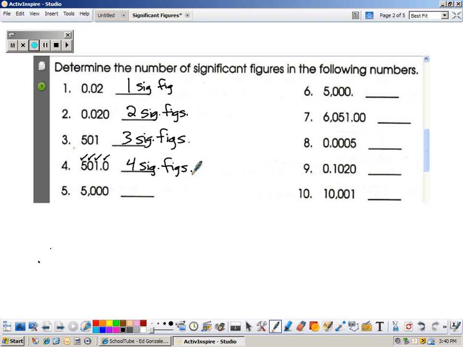Okay, next example, 5,000. Here we have our non-zero number, which is significant. And then we have 3 trailing zeros, but there's no decimal point, so those trailing zeros are not significant. We have one significant figure, one sig fig. Okay, so that's the first 5. I'll give you guys a few minutes to try 6 through 10, and then we'll go over them.